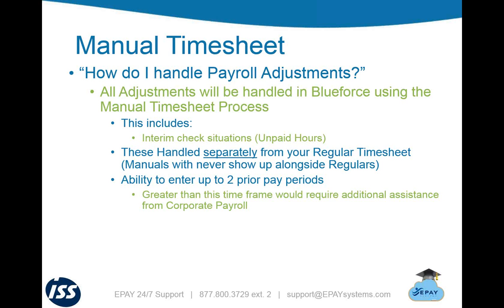And obviously, there is the ability to enter up to 2 pay periods prior. Manual timesheets will allow you to go in there and enter previous pay periods. So for the last 2 pay periods, you can go into the manual timesheet and enter to your heart's content. But if it's greater than that time frame, say something back in early January, maybe even into December, those time frames would require additional assistance from corporate payroll. However, please do not go straight to corporate payroll to inquire about missed time for last week. If there's a missed time situation from last week, we need to go into the manual timesheet and enter that.